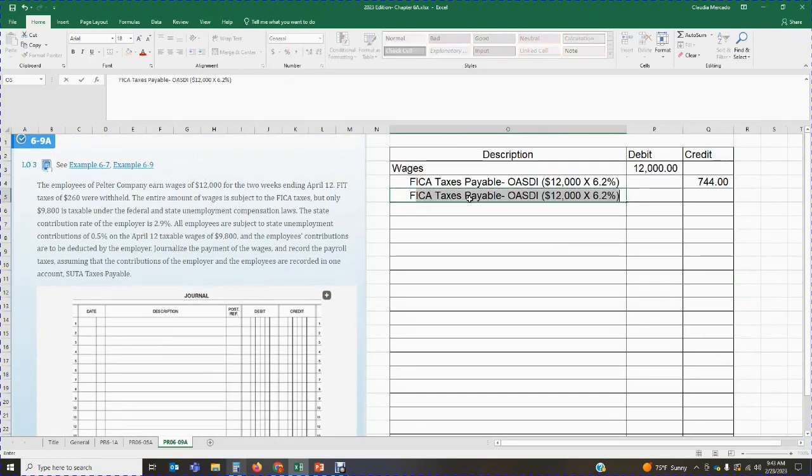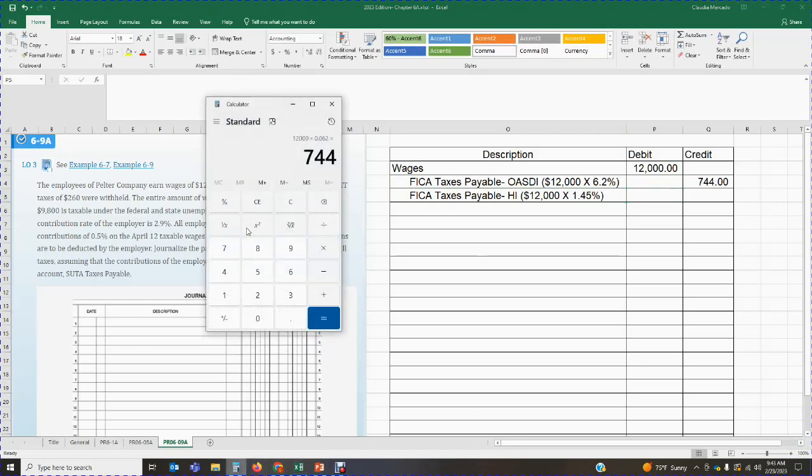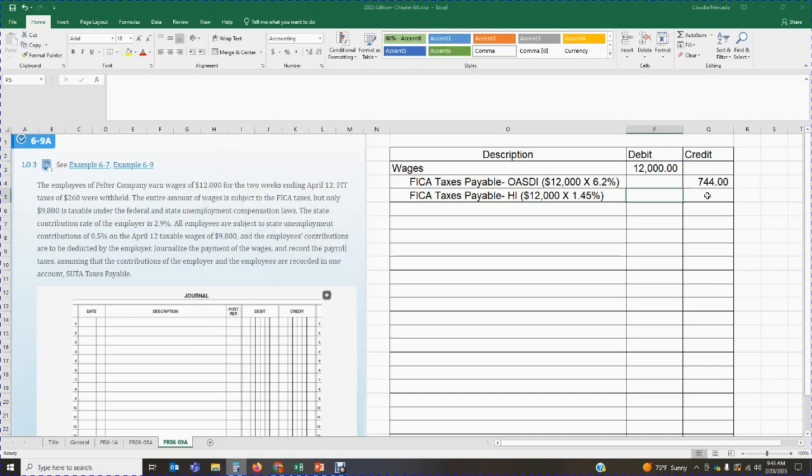The next thing that we have to withhold is my HI. So my HI is going to be on the $12,000 times my 1.45%. Let's see what that gives us. 12,000 times 1.45% gives me $174.